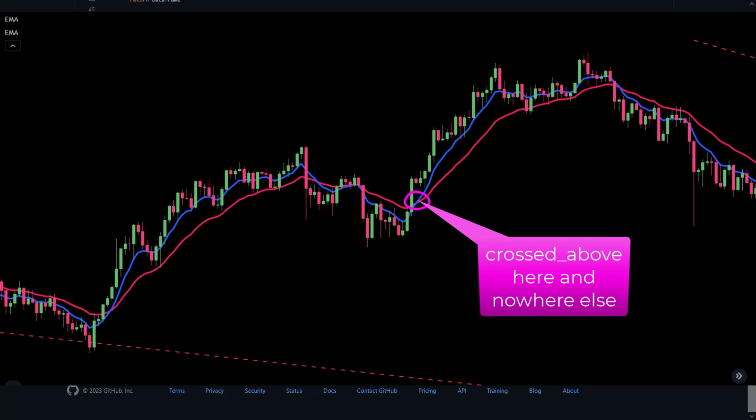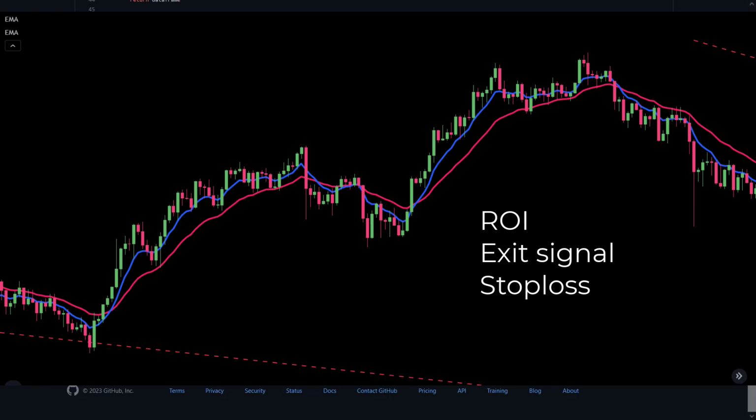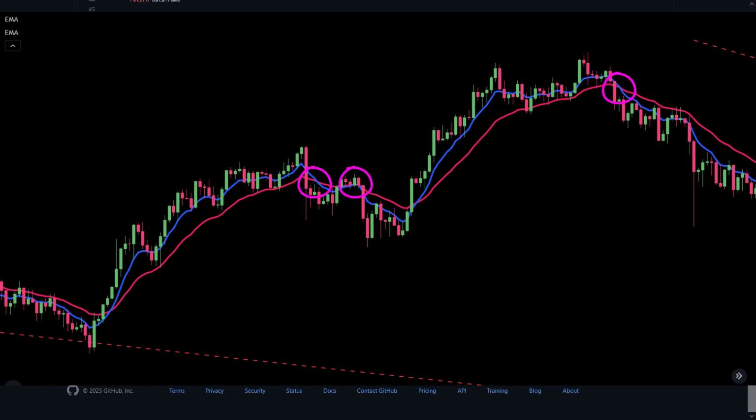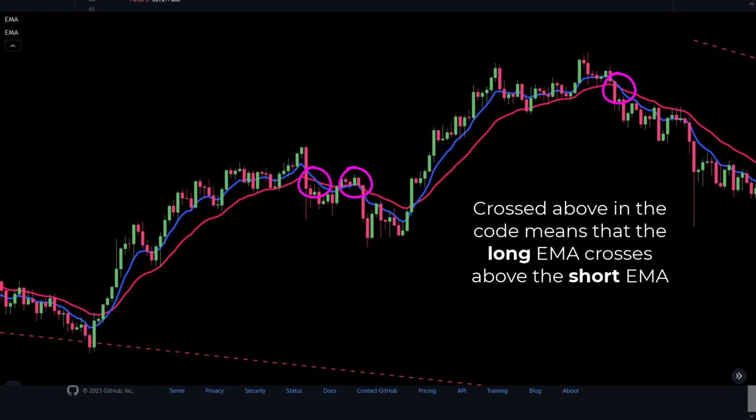and it only sells the position if one of 3 conditions is met: the ROI, sell signal or stop loss. And it will not buy a position anymore as long as there is no crossover event happening. This same principle also goes for the sell reason. The bot only sells on the crossed above event, not earlier and not later.